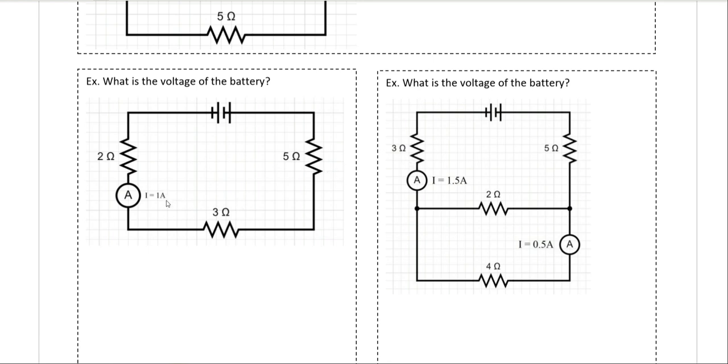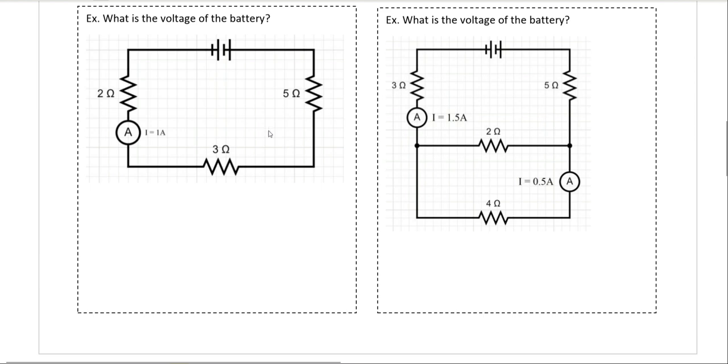We can approach this by thinking, oh, I can make my loop relation V total would be V1, V2, and V3. And since I know that this current applies to all 3 components, I can actually find, oh, V is I times R. 1 times 2, 2 volts. 1 times 3, 3 volts.